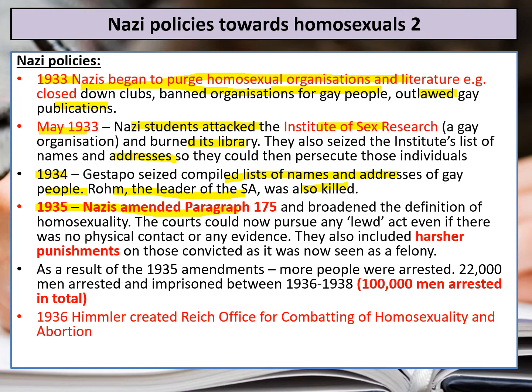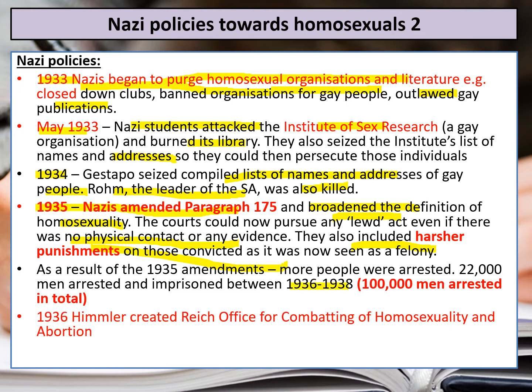We mentioned already that paragraph 175, which says that homosexuality is a crime, has been around since 1871. But in 1935, the Nazis made lots of changes to this, and they broadened the definition of homosexuality. The courts now saw it as a felony and could pursue any lewd act, even if there was no physical contact or any evidence of contact between two people. They also introduced harsher punishments, and people would now be arrested and imprisoned for about 5 years. As a result of these changes, more people are included in the definition of homosexuality, and therefore more people can be arrested.